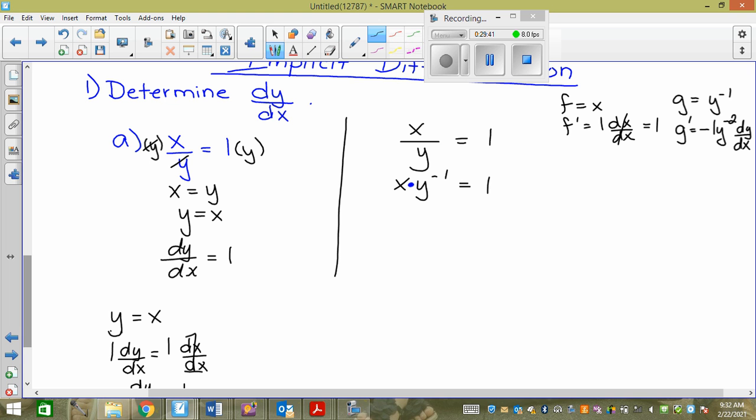So product rule is f prime, which is 1, and g, which is y to the -1, plus g prime, which is negative y to the negative 2 dy dx, equals, and this is where people error, and I don't know if it's you, but this is where I error every single time. I write 1.